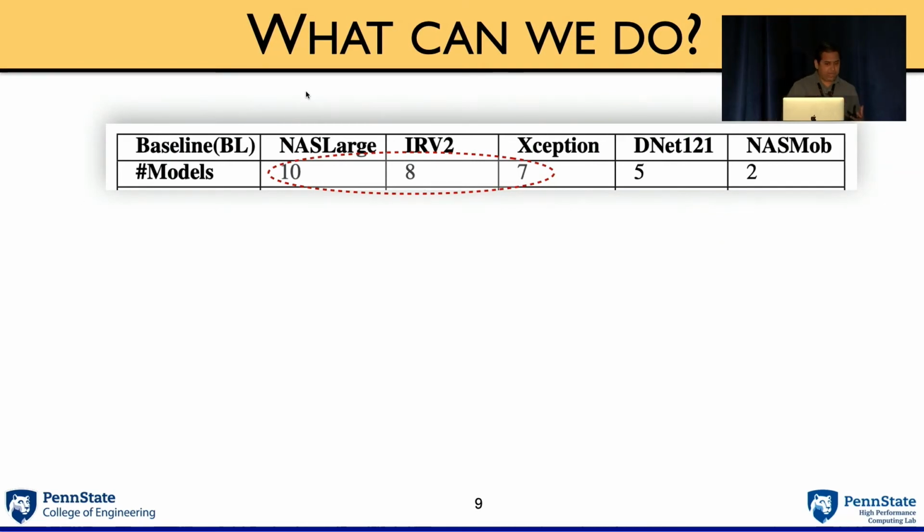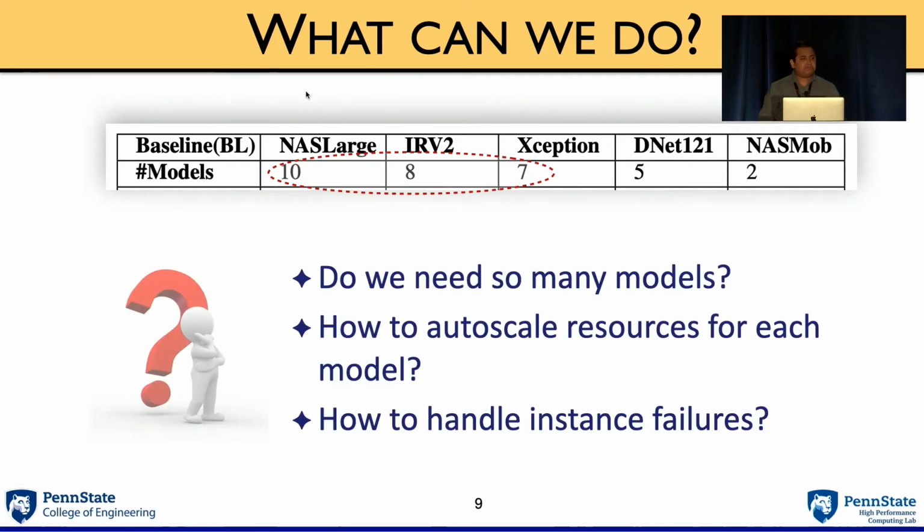Let's take a larger model. For each large model, for example NASNet Large, we had to ensemble 10 models. And we thought, do we actually need so many models to be ensembled? Is there a way we can reduce the resource footprint by reducing the number of models we choose for ensembling? And more importantly, because we have decided to use Spot instances, can we handle the instance failures?